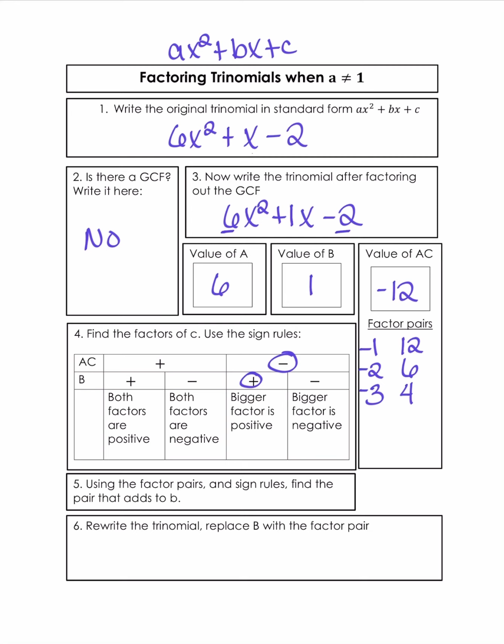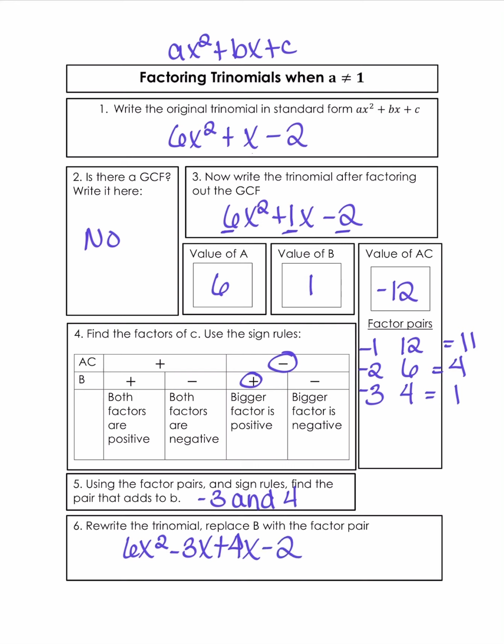So now I can go ahead and add these factors together to see which one gives me the correct sum. Negative 1 plus 12 gives me 11. Negative 2 plus 6 gives me 4. Negative 3 plus 4 gives me 1. So the correct pair is negative 3 and 4. Now I can rewrite that b term using this factor pair. So instead of having 1x, I'm going to write 6x squared minus 3x plus 4x minus 2.